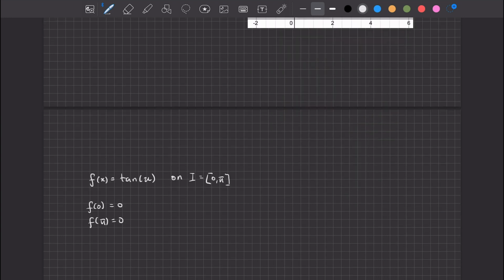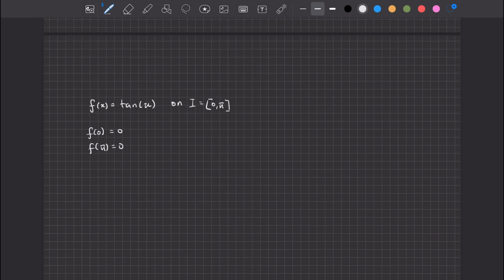Okay, next example. This time we have a tan graph on the interval 0 to pi. So tan of 0 is 0 and tan of pi is also 0. Can we apply Rolle's theorem? So first things first, is 0 smaller than pi? Yeah, it is. Cool. And then second thing, is it continuous from 0 to pi?